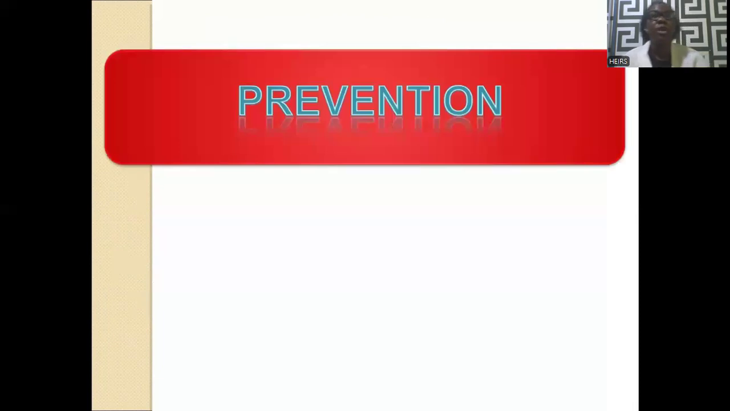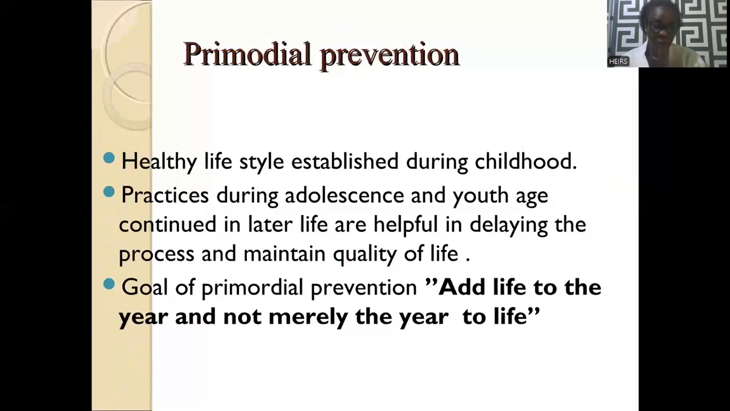So now, prevention. How do we prevent the elderly from developing some of these diseases that will naturally come with aging? Primordial prevention would include a healthy lifestyle that is established during childhood. Then practices during adolescence and youth that are continued in later life are helpful in delaying the process and maintenance of a good quality of life. So the goal of primordial prevention is to add life to the years, not just merely adding years to life.